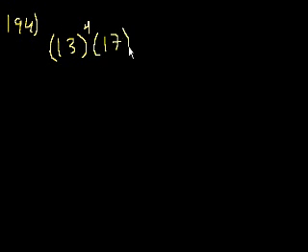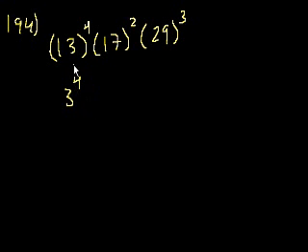194. What is the units digit of 13 to the 4th times 17 squared times 29 to the 3rd? So here you just have to realize that the units digit in any of these numbers are just the units digit of each of these numbers times each other. And then you take the units digit of that. So we really just have to worry about the units digit. The answer to this question would be the exact same thing as if I said the units digit of 3 to the fourth times 7 squared times 9 to the third.